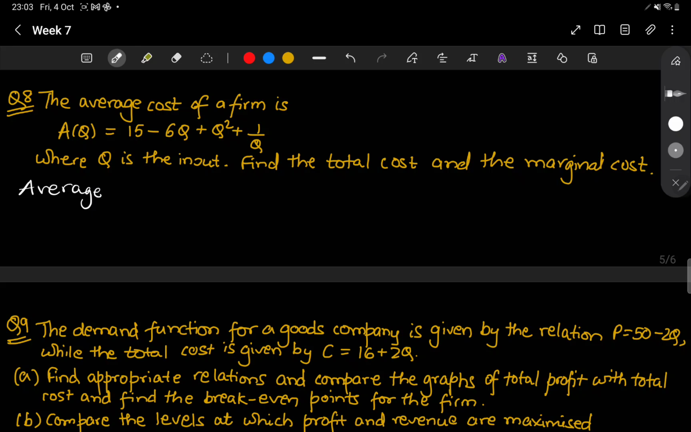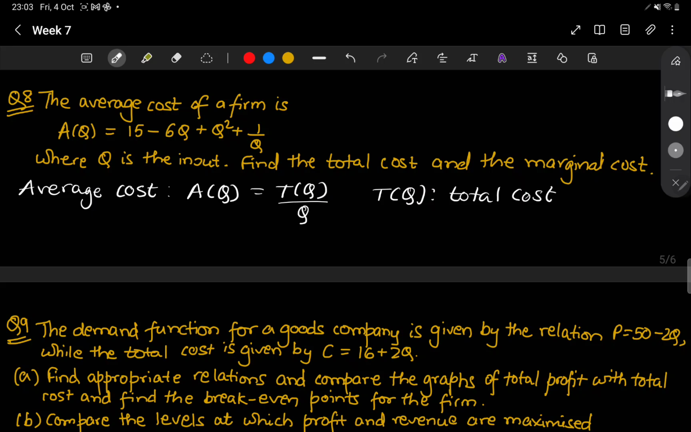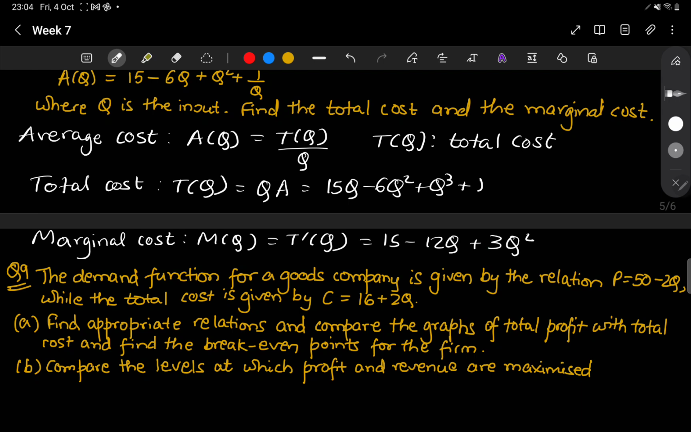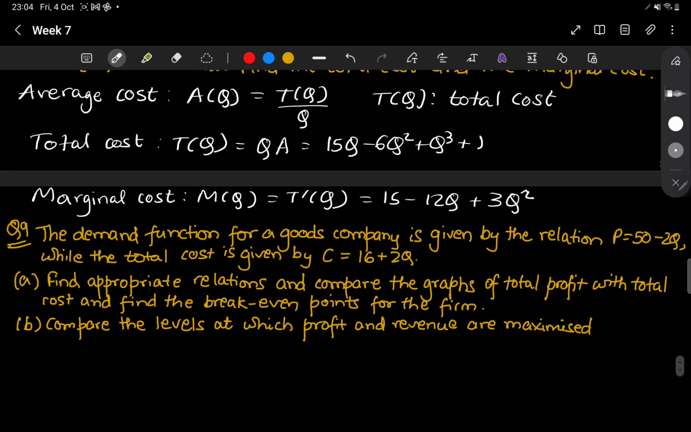Now let us solve. So average cost is total cost over the input, so total cost is simply average cost times the input. That's the total cost. Marginal cost is the derivative of the total cost function. So that's it. Very simple. It was just based on the definition of total cost, average cost, and marginal cost.